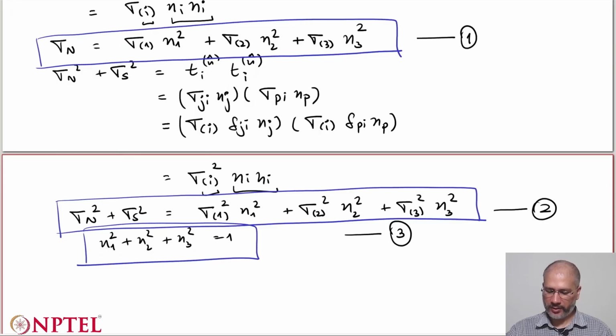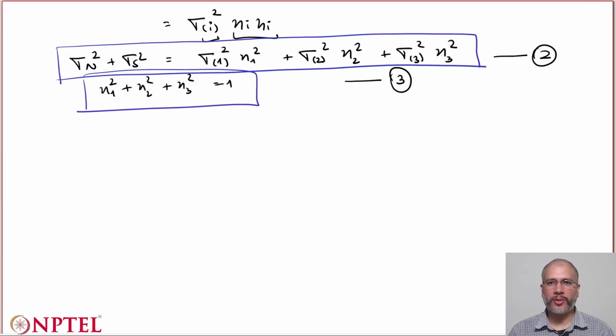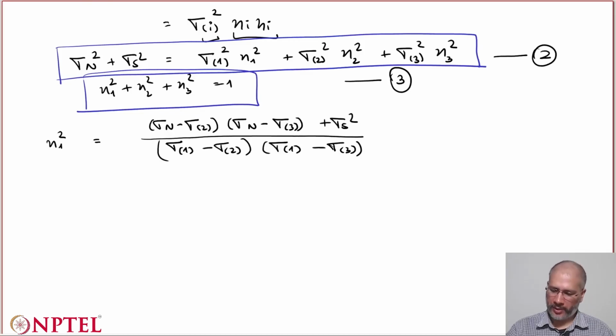So we can write these in terms of sigma n, sigma s and the three principal stress values. So when you solve this, and I'll leave it to you to solve this system of linear equations, you get the equations for n1 squared, which can be expressed as follows. So I'll number this equation as A, and then we can see the expressions for n2 squared and n3 squared as follows.